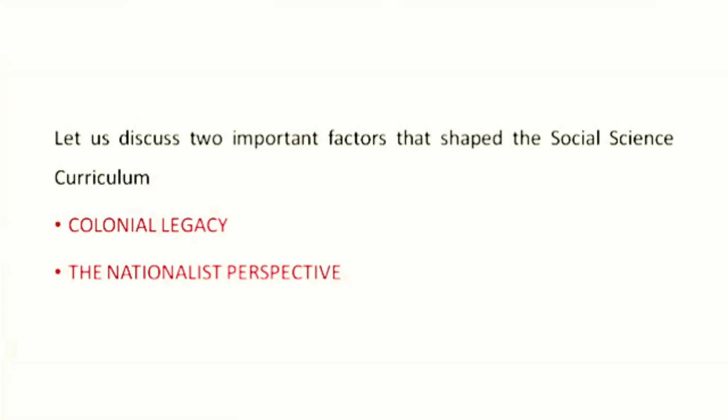So we can see that the social sciences that we learn and teach today is the result of all the factors which we have discussed in the previous slide. Let us discuss two important factors. If you ask me what are the two important factors that influence social science teaching and learning in India, I would say that they are the colonial legacy and the nationalist perspective. These two factors have great influence on the formation of a social science curriculum in India.